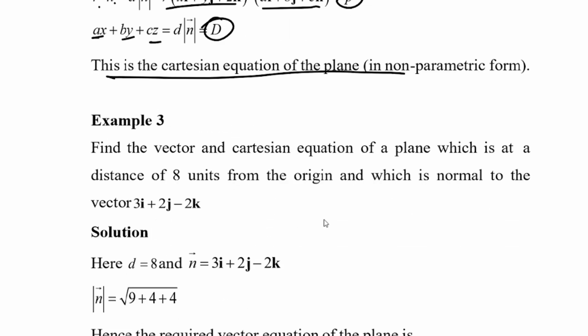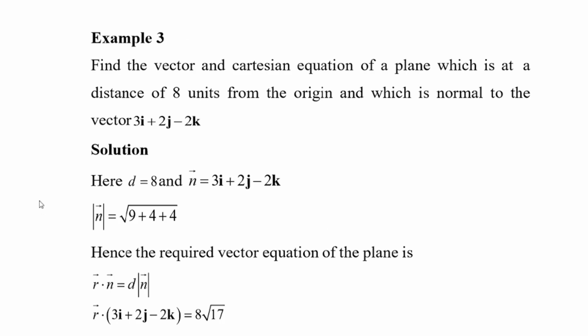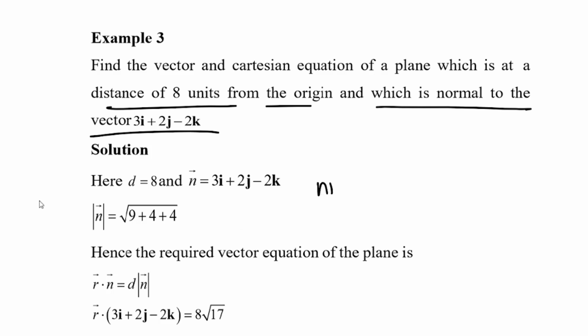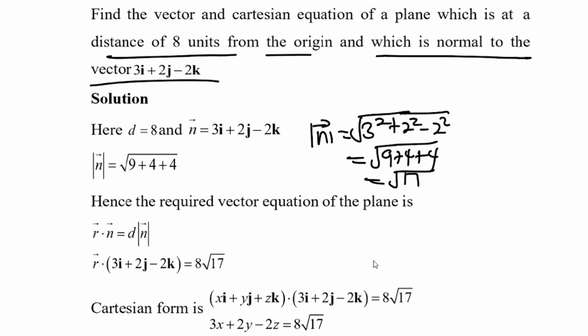Now let's take a question. Find the vector and Cartesian equation of a plane which is at a distance of 8 units from the origin, and it is normal to the vector, which is this. Okay, so we know that the magnitude of n is the square root of 3 squared plus 2 squared plus 2 squared, that gives us 9 plus 4 plus 4, which is 17, so root 17.